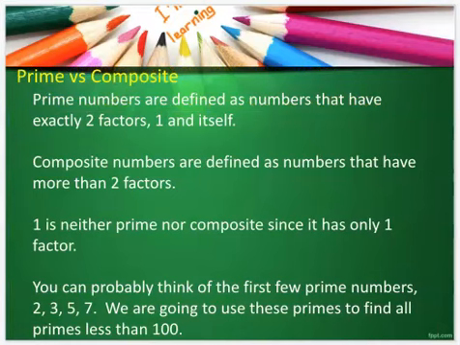Prime versus composite. Prime numbers are defined as numbers that have exactly two factors, 1 and itself. Composite numbers are numbers that have more than 2 factors. Now, it is important to note that the number 1 is neither prime nor composite since it has only one factor of 1. You can probably think of some prime numbers like 2, 3, 5, and 7. We're going to use these prime numbers to find all prime numbers less than 100.